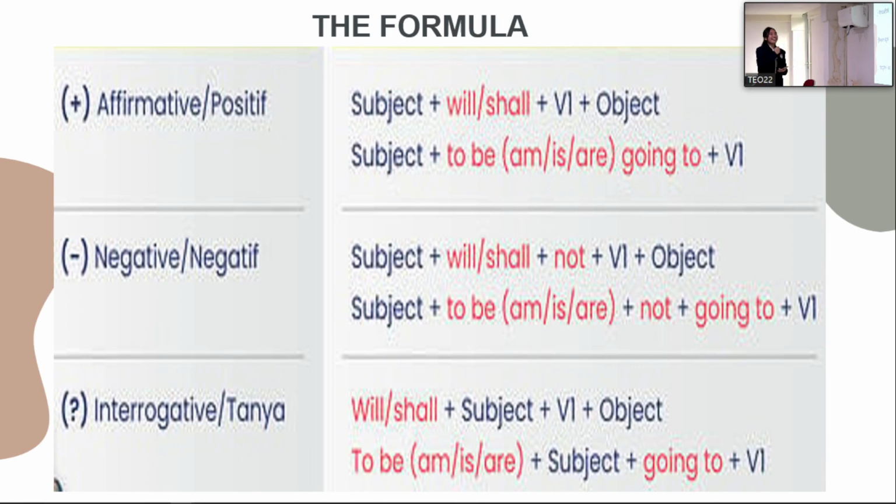Okay, so what is the formula of this tense? The formula of this tense is subject plus will or shall plus verb 1. And the second one is subject plus to be, am, is, are, plus going to plus verb 1. And for the negative, subject plus will or shall plus not plus verb 1. And the second one is subject plus to be, am, is, are, plus not plus going to plus verb 1. And for the interrogative is will or shall plus subject plus verb 1 plus object. And the second one is to be, am, is, are, plus subject plus going to plus verb 1.